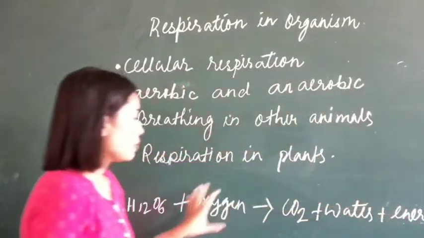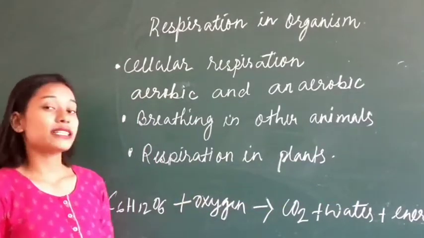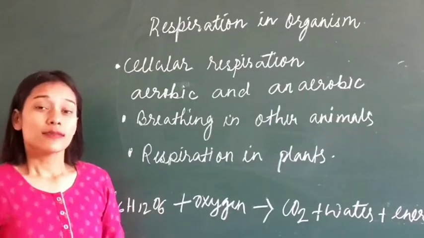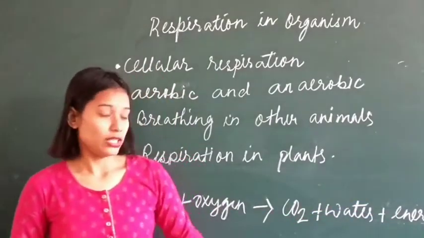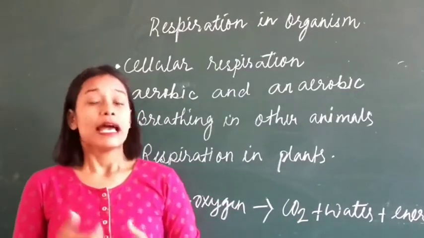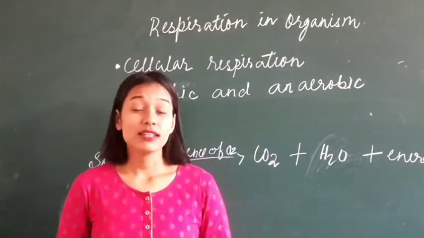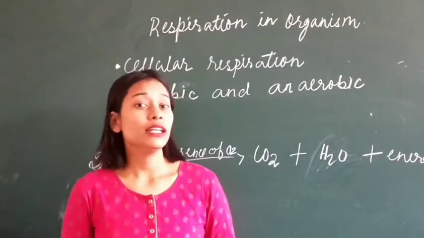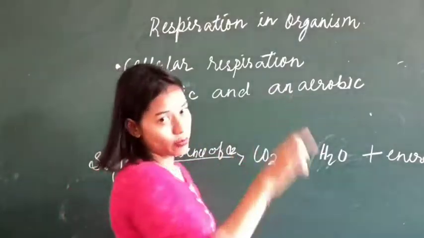So this happens in cellular respiration. Our cells break down the food into smaller particles and release carbon dioxide, water and energy. The energy is utilized by our body for performing various activities. Now, depending on the requirement of oxygen, cellular respiration is further divided into aerobic and anaerobic.